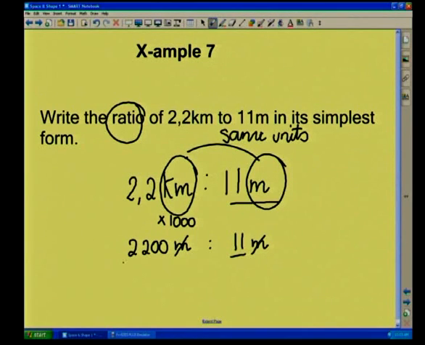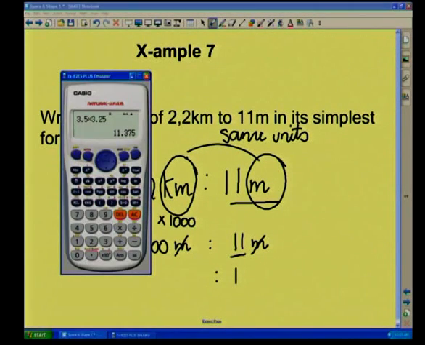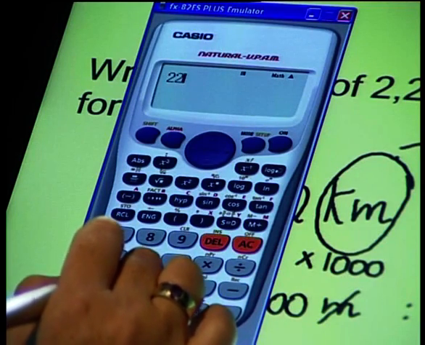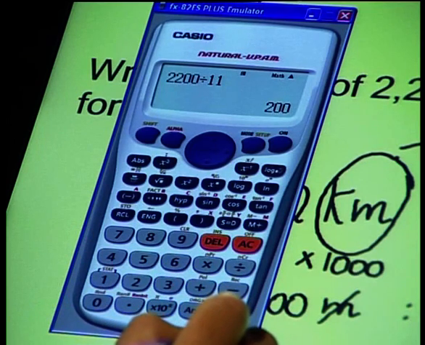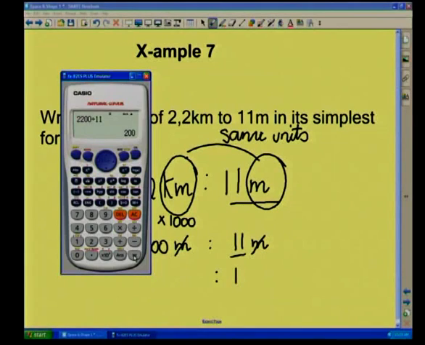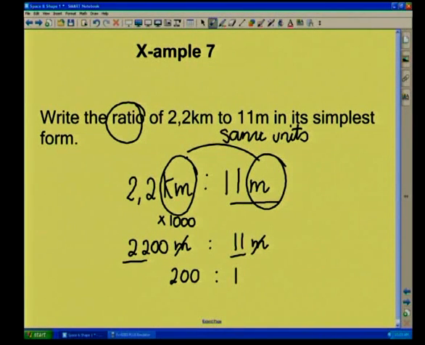We know that 11 goes into 22, so I'm going to divide both sides by 11. 11 divided by 11 is 1, and I'm going to get out my calculator to do 2,200 divided by 11 is equal to 200. And that is my simplest form. I know that this is my simplest form because obviously my 1 cannot be simplified, so I know that that is my simplest form.